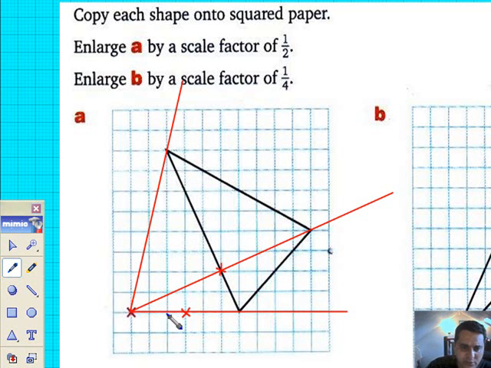Now we do this one. 2 across. And 1, 2, 3, 4, 5, 6, 7, 8 up. Half the 2 is 1. And half of the 8 is 4. 1 along, 4 up. And look, it's exactly on the construction line, exactly in the right place.